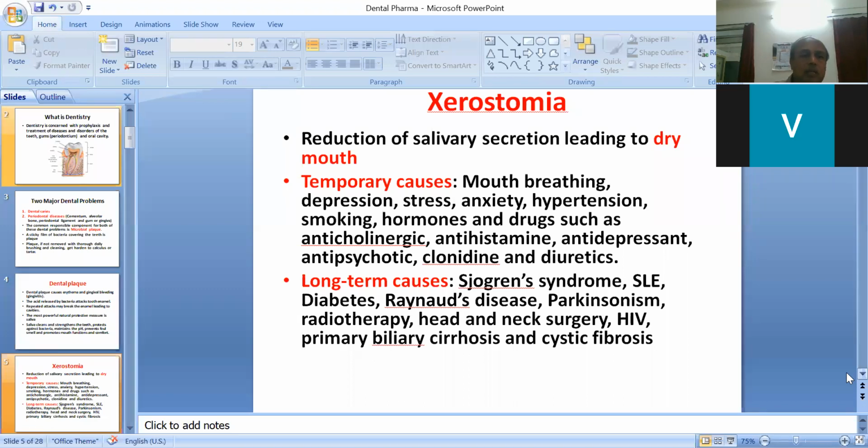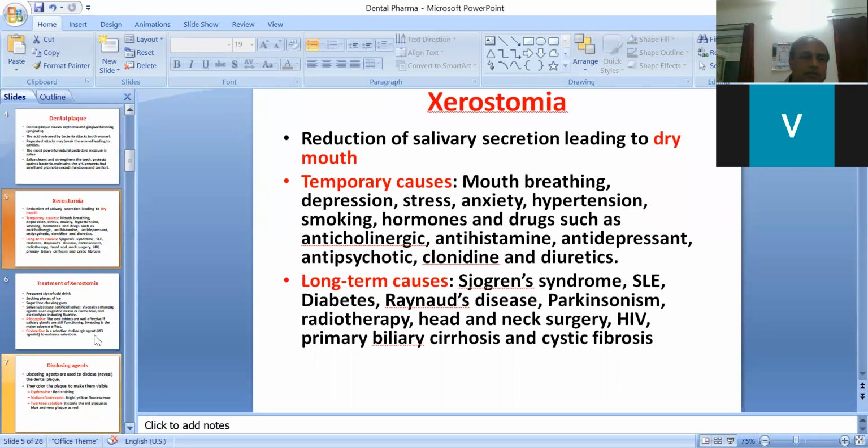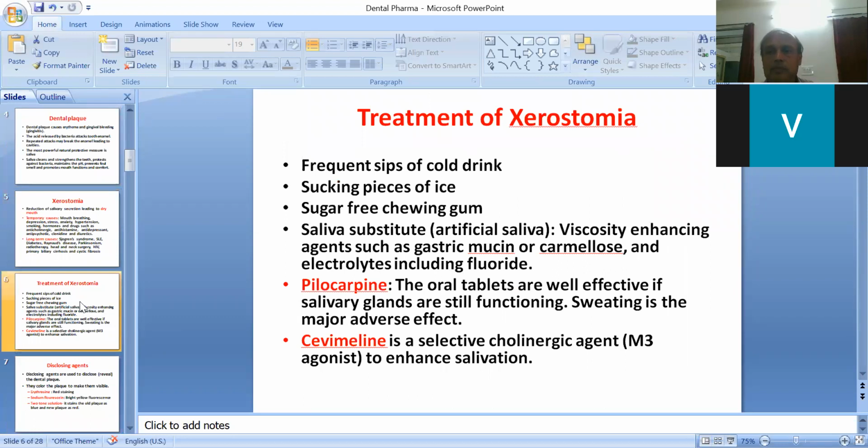So let us see how to manage this problem. What are the drugs, etc., which we use for xerostomia? Treatment of xerostomia: frequent sips of cold drinks. That is one measure that can correct so many cases of xerostomia.